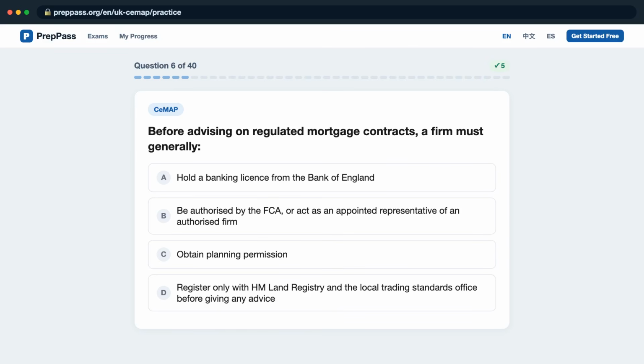Question 6. Before advising on regulated mortgage contracts, a firm must generally, is it A, hold a banking license from the Bank of England? B, be authorized by the FCA, or act as an appointed representative of an authorized firm? C, obtain planning permission? D, register only with Land Registry and the local Trading Standards Office before giving any advice?